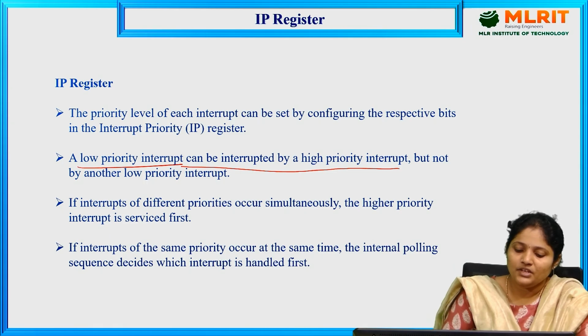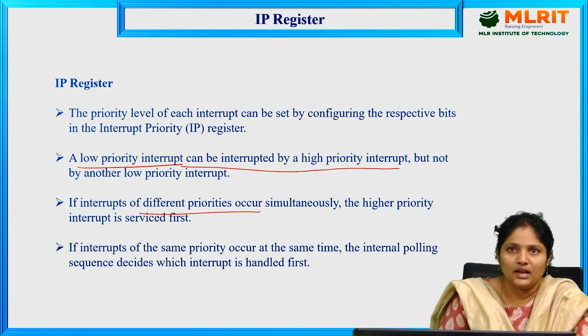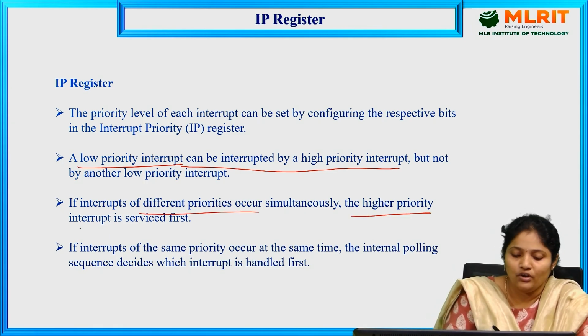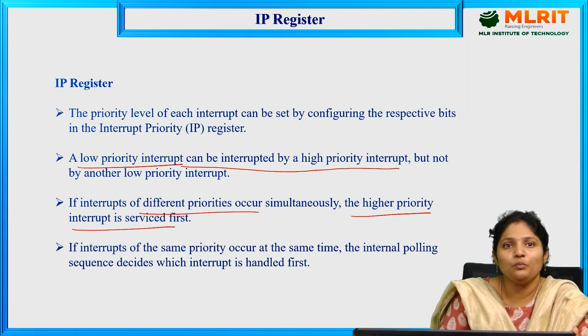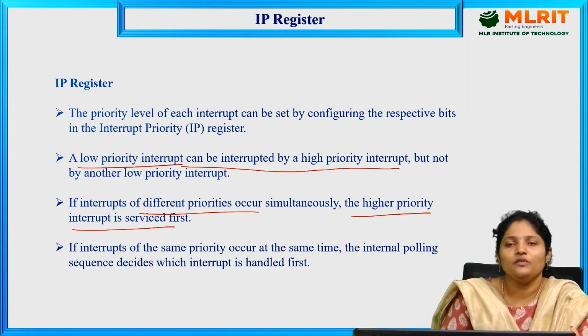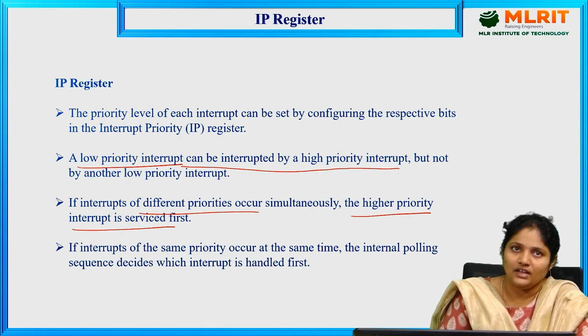If interrupts of different priority occur simultaneously, the highest priority interrupt is served first, as I already told you. If interrupts of the same priority occur at the same time, the internal polling sequence decides which interrupt is handled first, meaning which interrupt needs to be handled first.